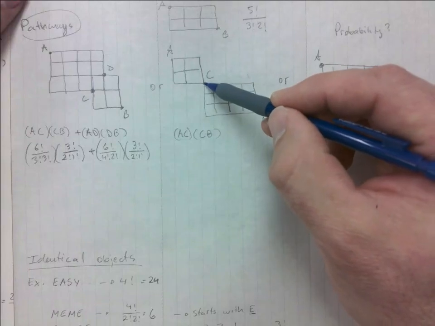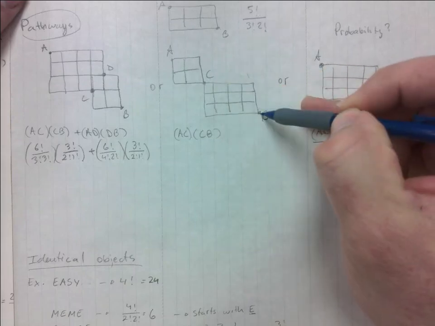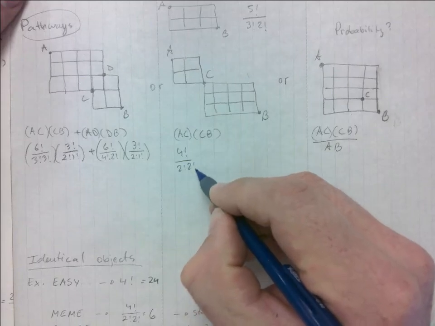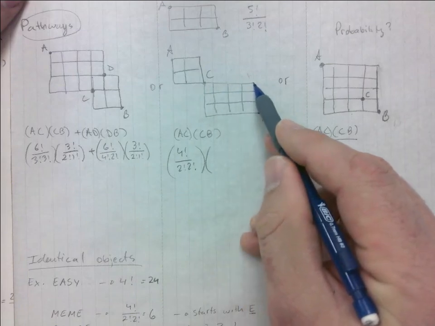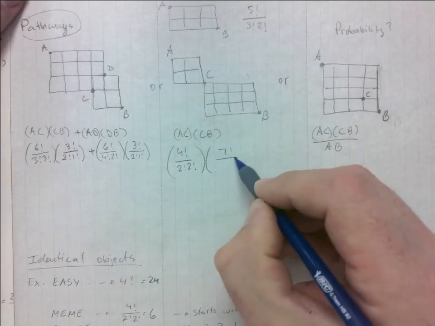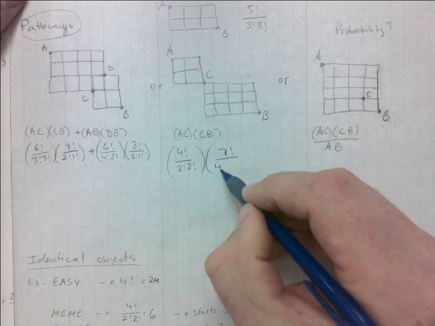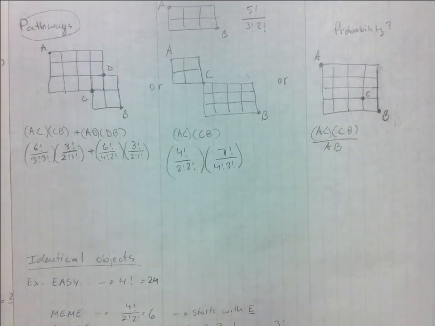You've got the one bottleneck scenario, right? It's just A to C and then C to B. That's it. So this would be 4 factorial over 2 factorial, 2 factorial. And this would be what? 4 and 3 is 7 factorial. And then it's 4 factorial, 3 factorial, that's what you have to have down here. And you simplify, and then you get that part.